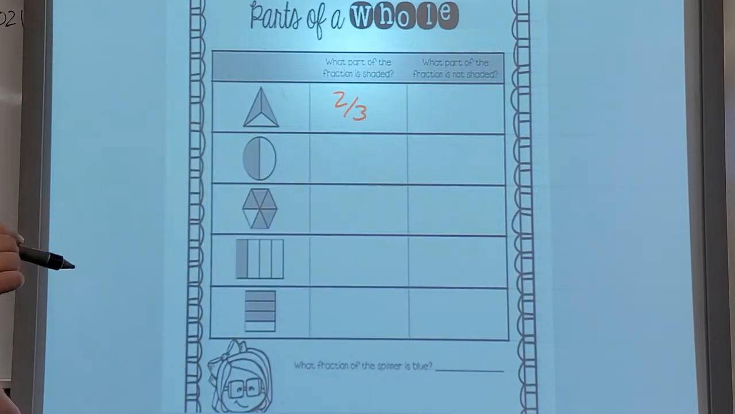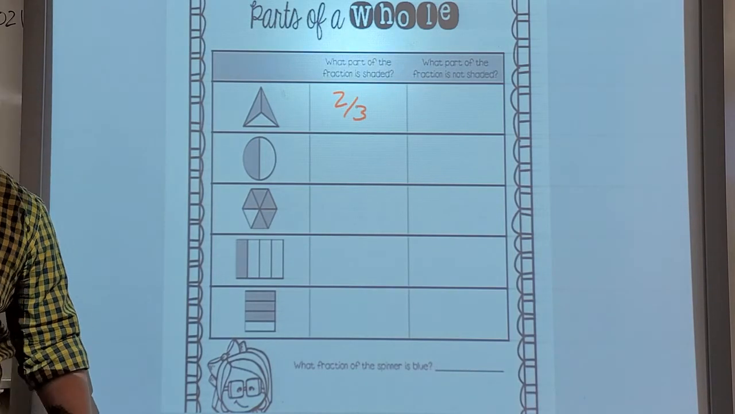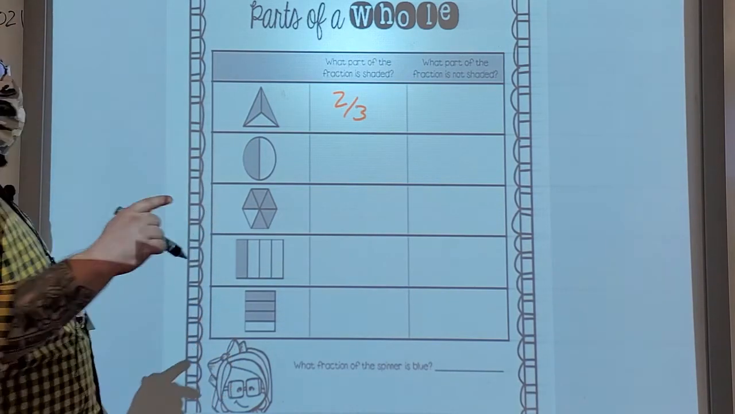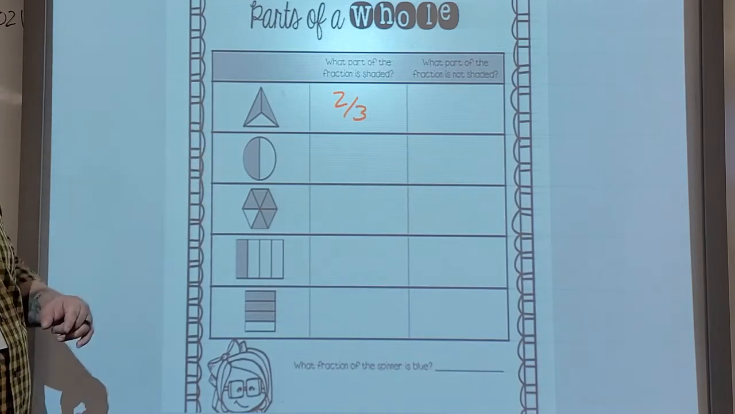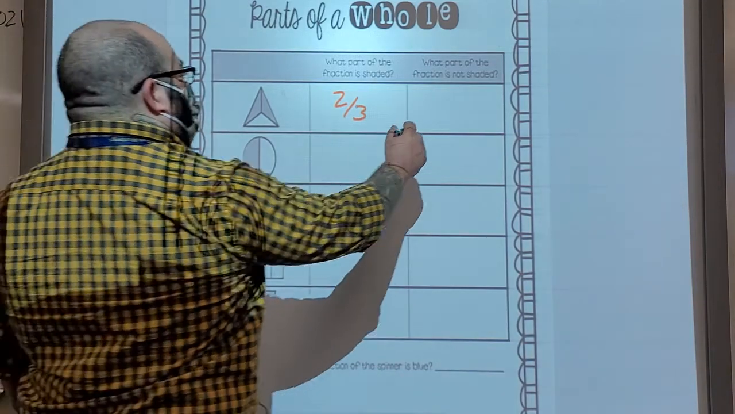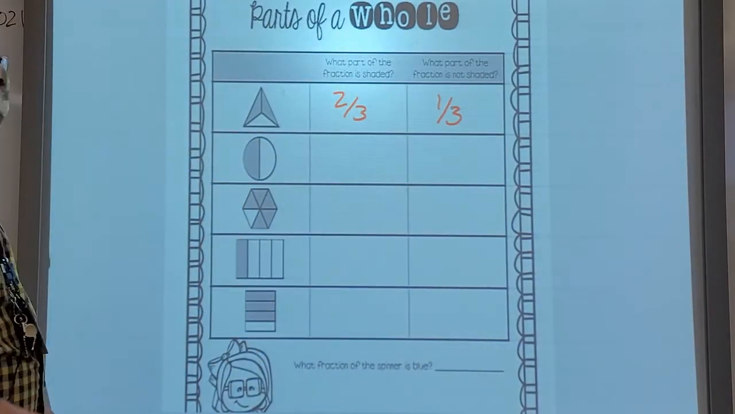What part of the fraction is not shaded? I see some hands coming up. Nick? 1. Not 1. 1 out of how many parts total? Are there 2 here or 3? 1 out of 3. 1/3. Always look for the whole. Always count the whole. You're still counting the whole no matter what, if we're looking for shaded or unshaded.